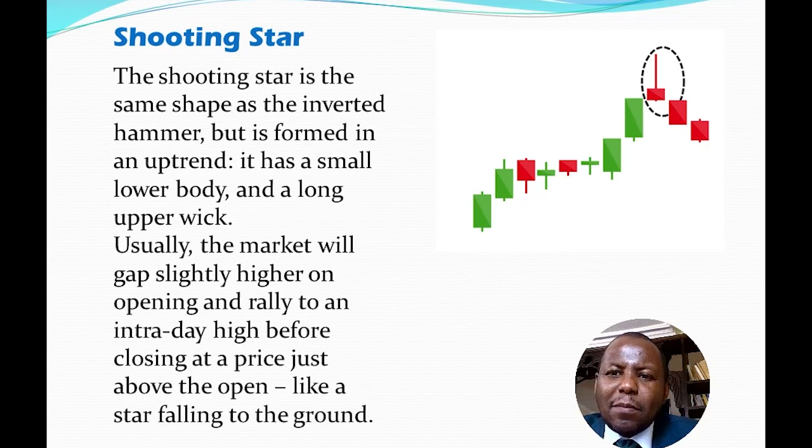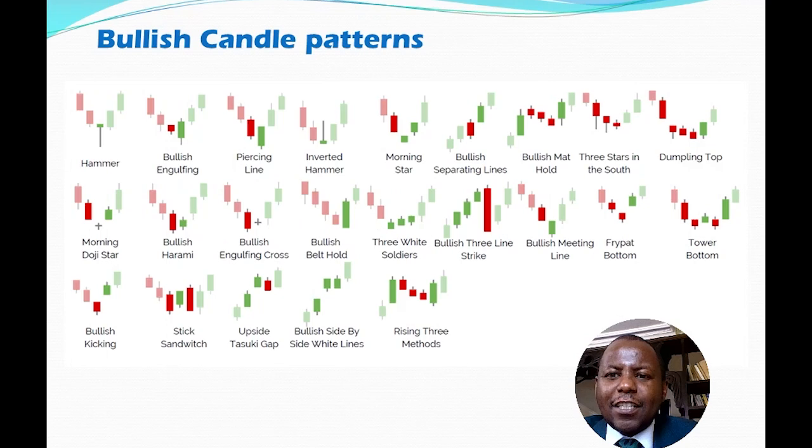It has a small lower body and a long upper wick. Usually the market will gap slightly higher on the opening and rally to an intraday high before closing at a price just above the open, like a star falling to the ground. So the name shooting star came from that, and sometimes you will see the trend happening that way.